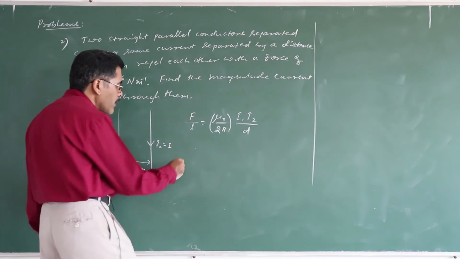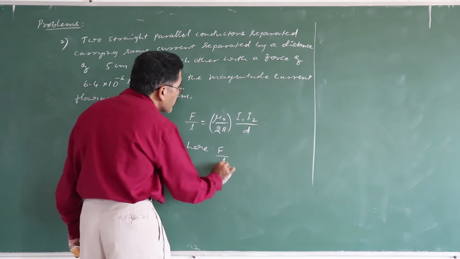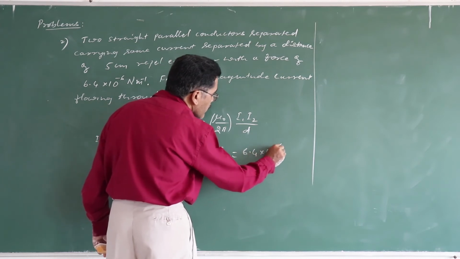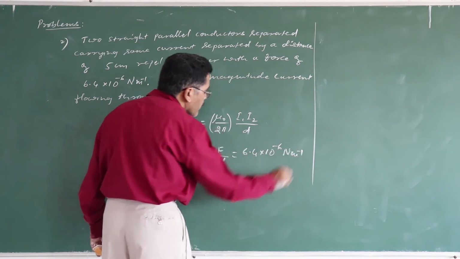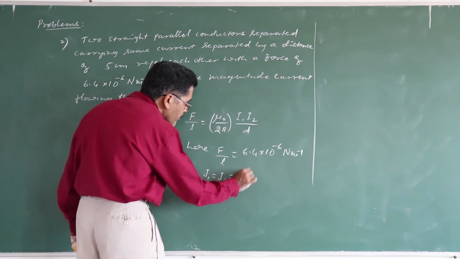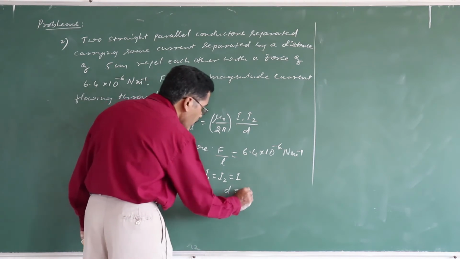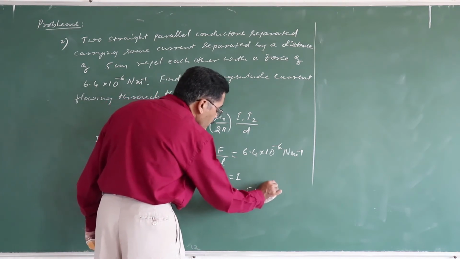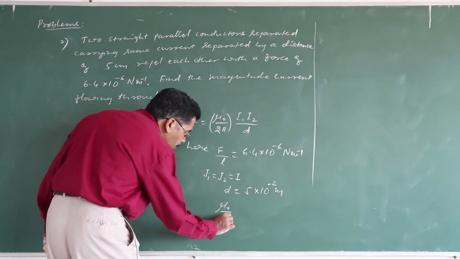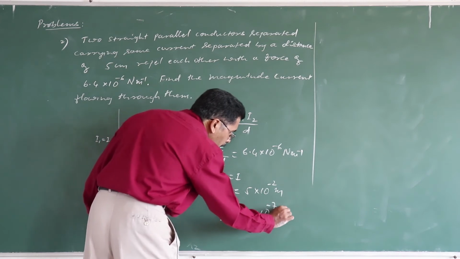See here, they have given F by L as how much? 6.4 into 10 raised to minus 6 Newton per meter. I1 is equal to I2 is equal to I. Then D is equal to how much? 5 centimeter, 5 into 10 raised to minus 2 meter. And you know the value of mu naught by 2 pi. This is equal to 2 into 10 raised to minus 7 Henry per meter.